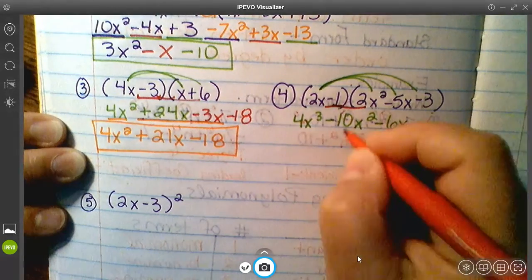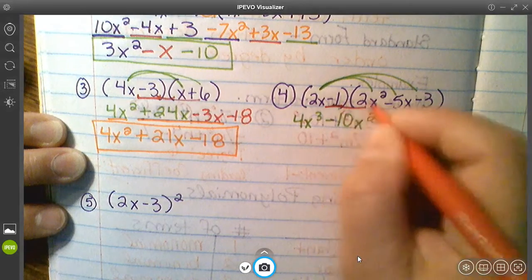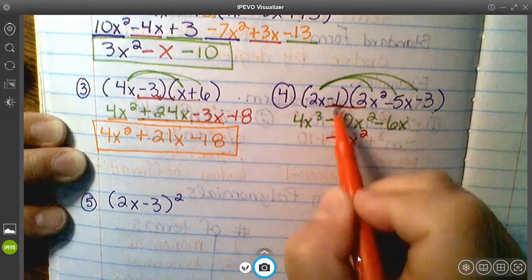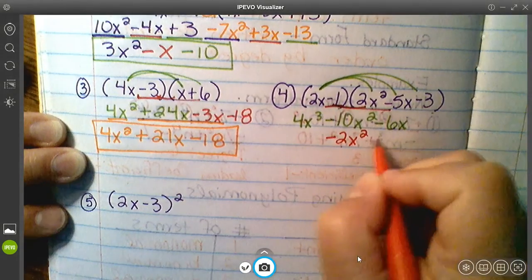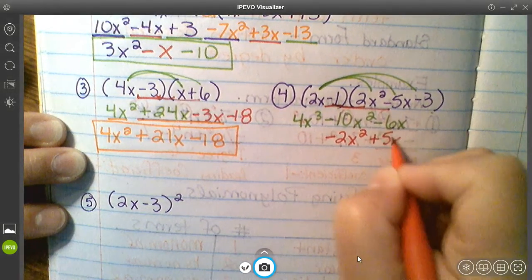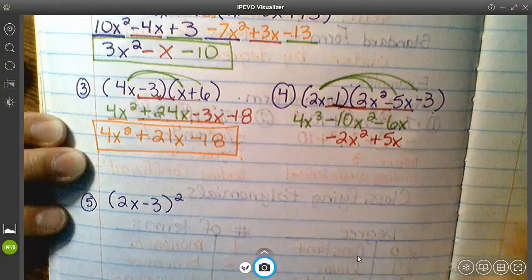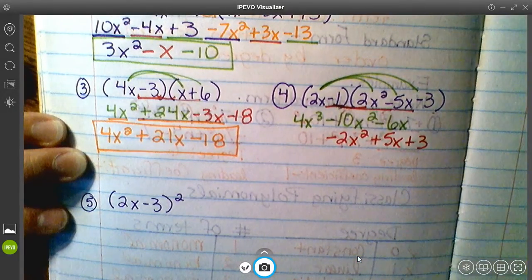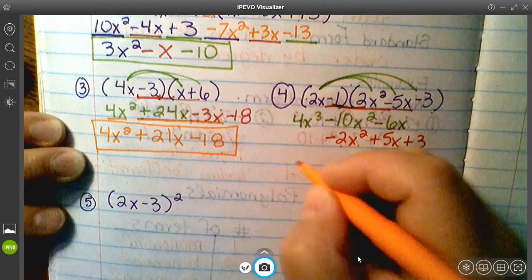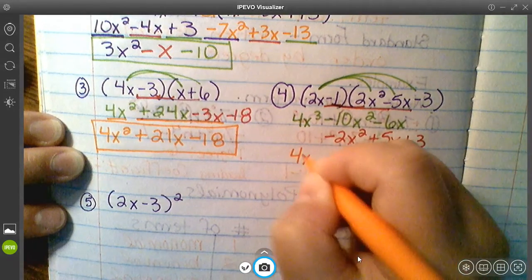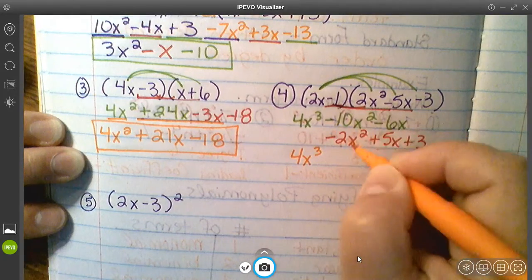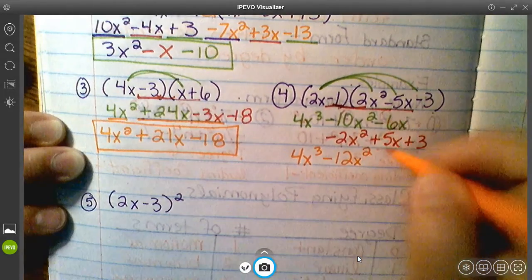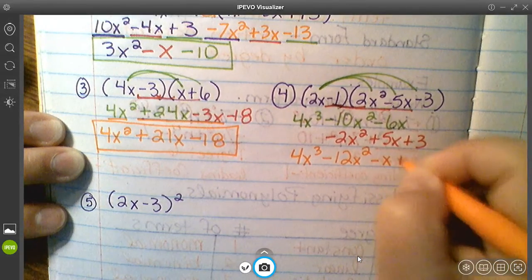Negative 1 times 2x squared is a negative 2x squared. And I'm getting ready to run out of room, so I'm going to line my like terms up. Negative 2x squared. Negative 1 times negative 5x, positive 5x. And negative 1 times negative 3, positive 3. So now when I combine my like terms, I have 4x to the third, negative 12x squared, minus x plus 3.